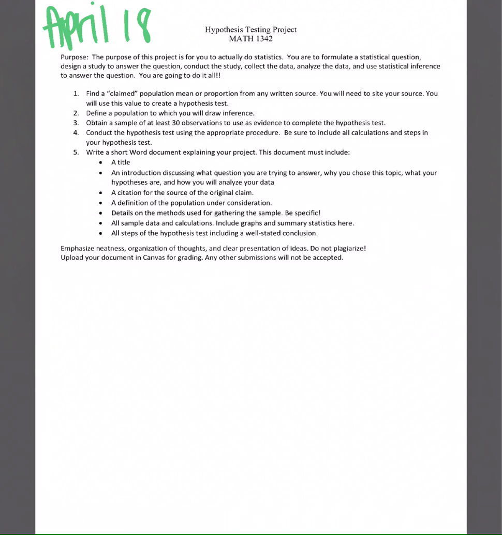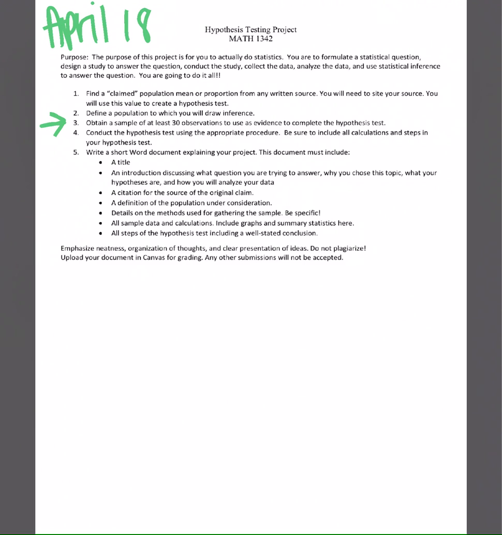Define a population. So are you talking about Americans? Are you talking about Midlanders? Are you talking about women? Are you talking about teenagers? Whatever your population is. This is going to be the tricky one. Obtain a simple random sample of at least 30 observations. You're just going to need to do this in the most creative way you can. If you can use your Facebook to ask this question to get responses, because I know we're limited right now on our interaction with people.